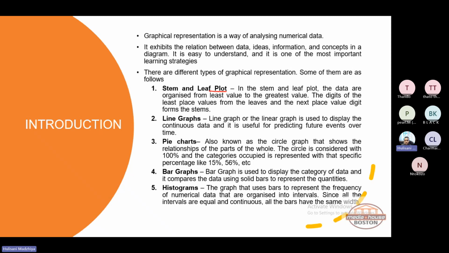And then we also have a line graph. A line graph is usually a linear graph that is used to display continuous data, and it is useful to predict future events over time.